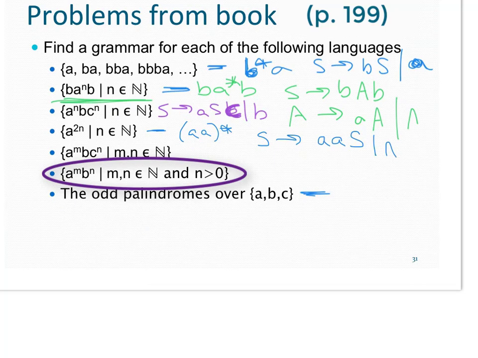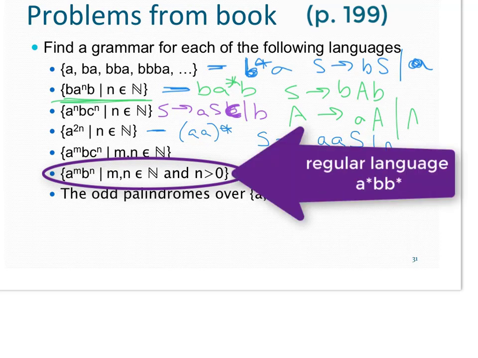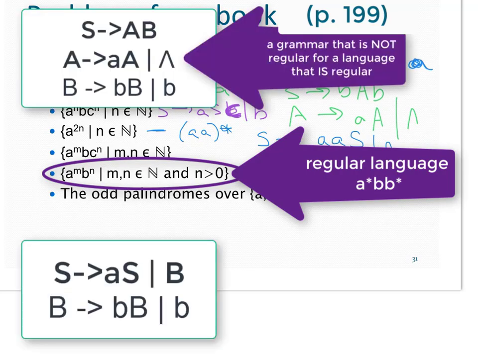Real quick, this one, if you look, because of the greater than 0 on the exponent for the b, this turns out to be the regular expression A, B, B star, right? And that's super easy to do. And here's a couple of grammars for it. One is regular, one is not.